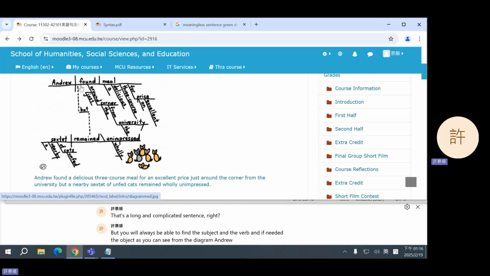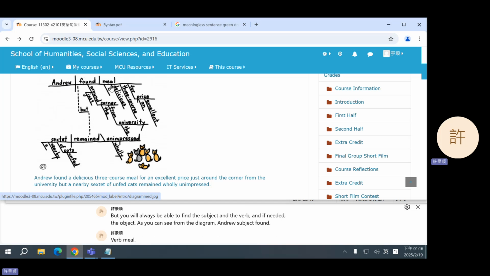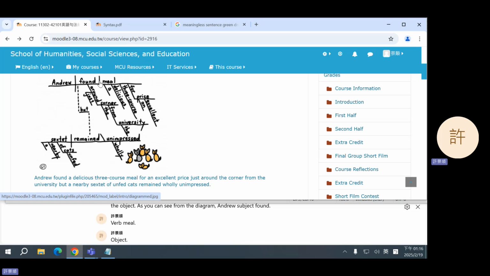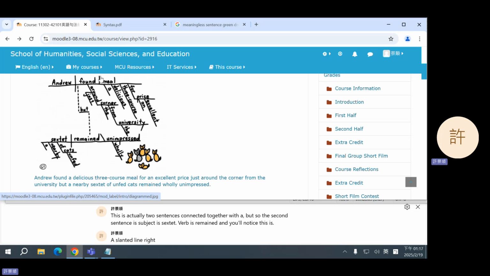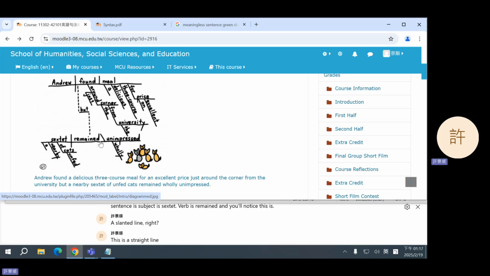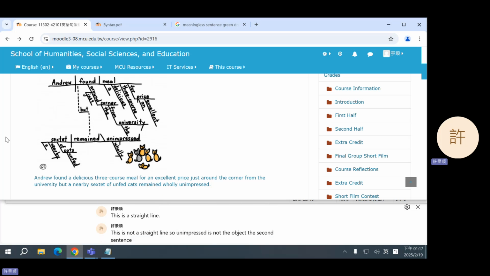Andrew, subject. Found, verb. Meal, object. This is actually two sentences connected together with a but. So the second sentence is subject is sextet, verb is remained. And you'll notice this is a slanted line, right? This is a straight line. This is not a straight line. So unimpressed is not the object. The second sentence has no object.